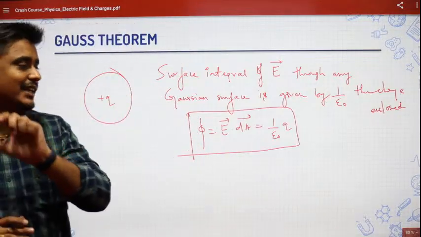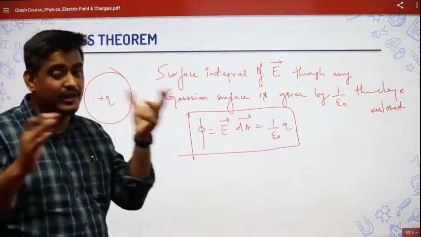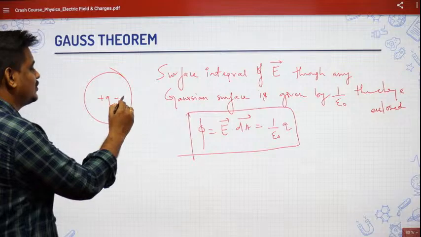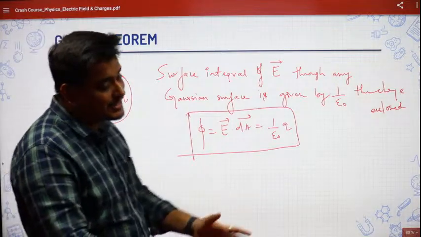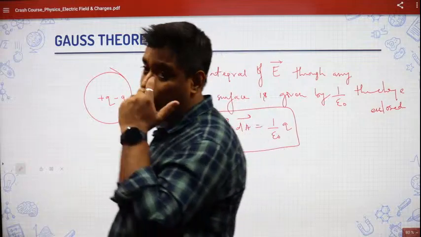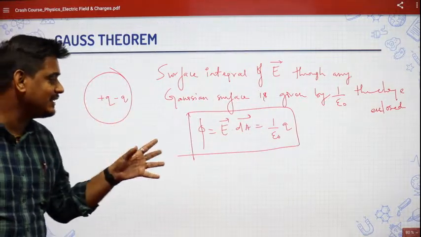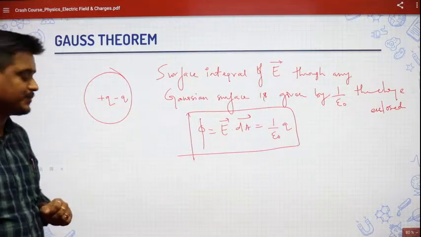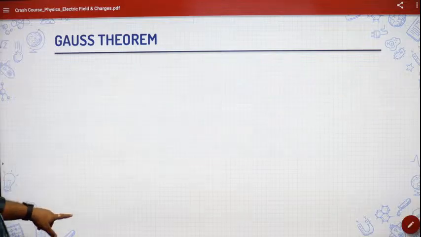I'm again saying net charge. You may have 1, 2, 3, 5, 10. So if I place one other charge minus Q, and if I ask you what is the flux, you will say 0, because plus Q minus Q net charge is 0, isn't it? So you must see what is the net charge enclosed and then decide how much flux will be there. Let us go to the next page.